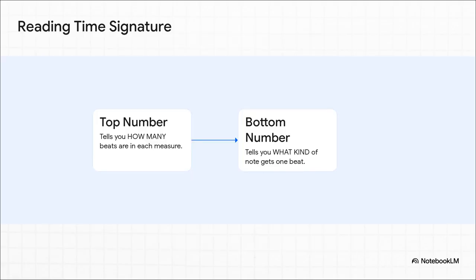So how do we know how many beats are supposed to go into each of those little boxes? We look at the time signature. It's that fraction you see right after the clef. And it's super simple. The top number tells you how many beats are in a measure. The bottom number tells you what kind of note gets 1 beat.